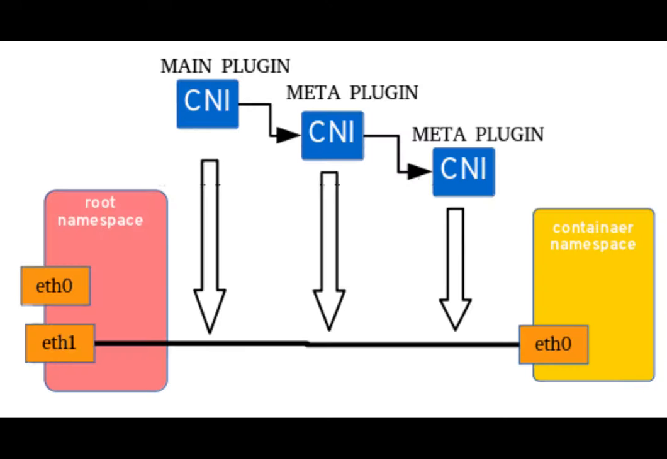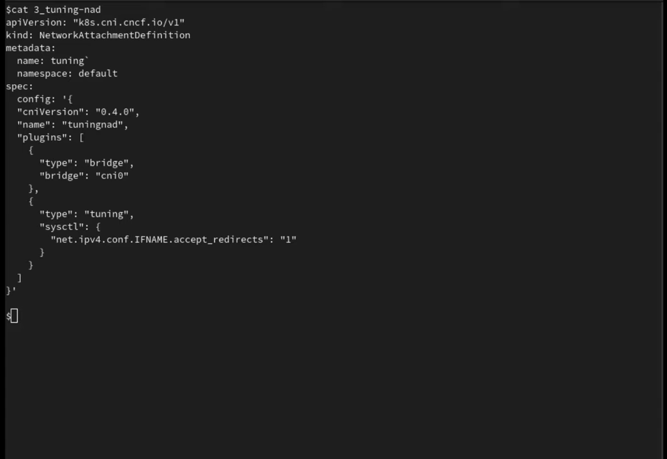Tuning CNI is a CNI meta plugin allowing to control interface sysctls and some other interface attributes. As a meta plugin, it must be used in a chain with a main CNI plugin, which creates the network interface to be modified by the tuning plugin. The tuning plugin itself does not create any network interfaces. In order to use the tuning plugin, an appropriate network attachment definition has to be created.